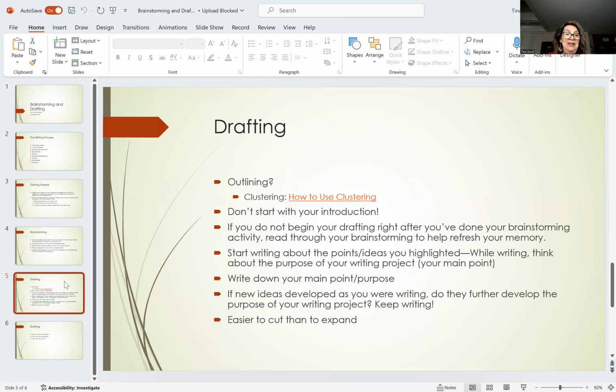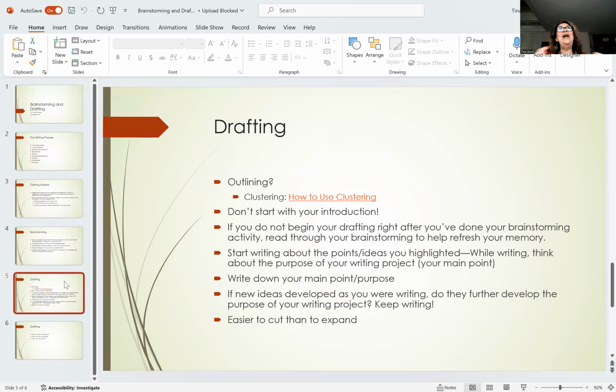Okay. And then, like I said, if you don't begin your drafting process right after you've finished brainstorming, which is what I prefer you do, but things happen in life and you might not get to it right away, then make sure that you go back and read your brainstorming, right? Just to get your mind going again, just refresh your brain. Read through your brainstorming, maybe highlight different points again, then put it away and start writing your draft. Okay, start writing about the points or the ideas that you highlighted in your brainstorming.